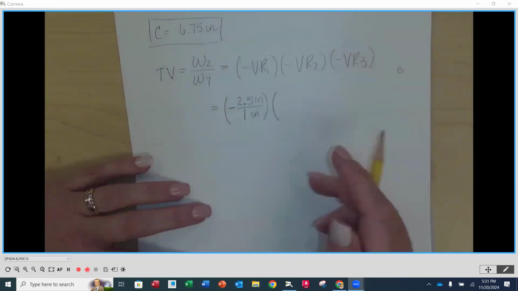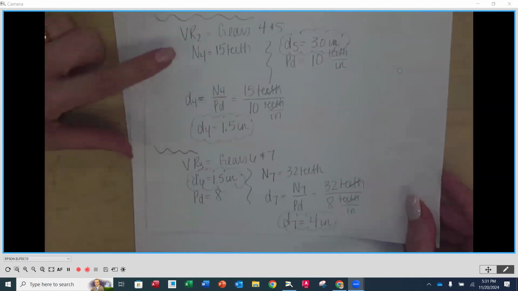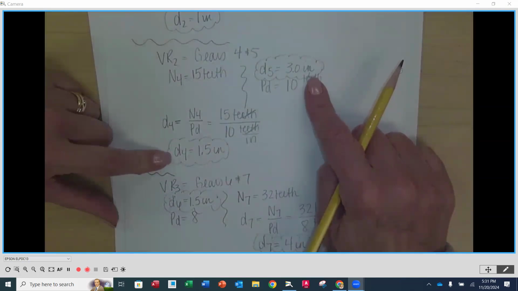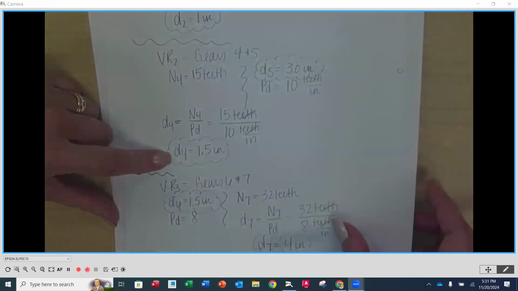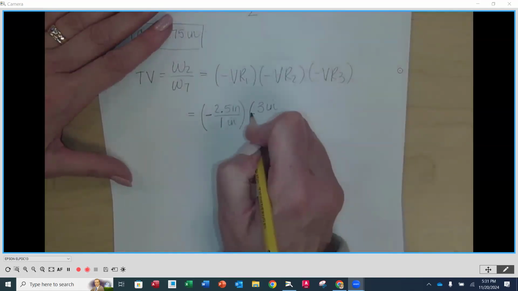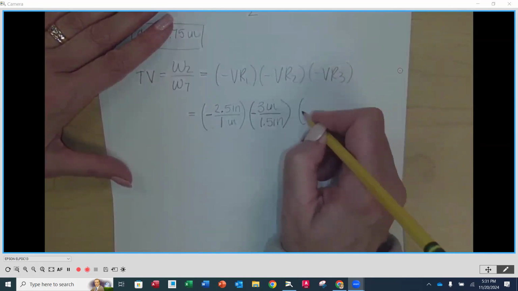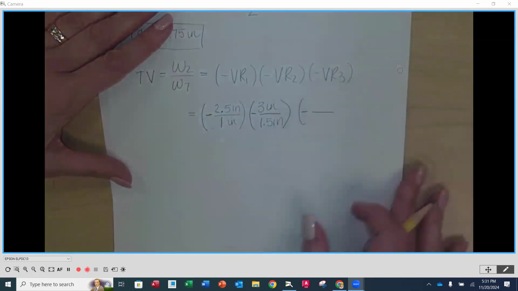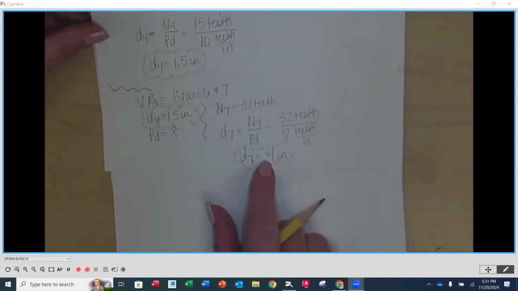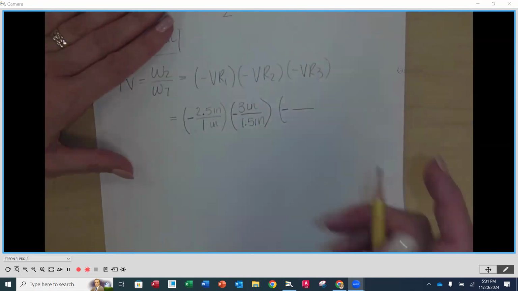Okay. Then we're going to take our second velocity ratio. Second velocity ratio is here. Gear 5 is the bigger, so it's going to be on top. So it's going to be 3 inches divided by 1.5 inches. Negative out front. Okay. And then the last one is going to be 6 and 7. 7 is 4 inches, so it'll be on top, and 6 is 1.5, it'll be on the bottom.